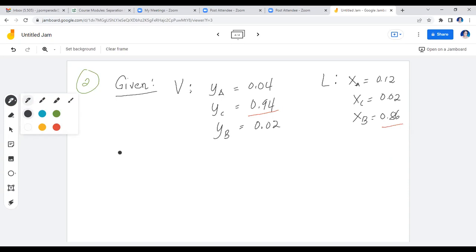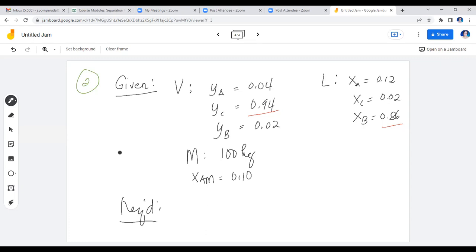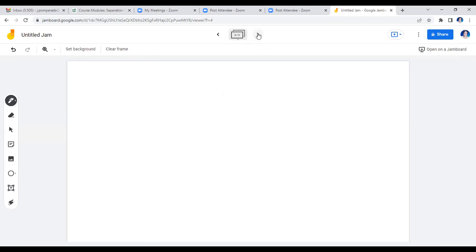You're given the original mixture, the M, the bulk phase, which is 100 kilograms. Let's say it's just 100 kilograms. And its composition in terms of A is 10%. So in this case, you are required to determine the amounts of the extract and raffinate layers. You are to determine simply the V and the L, or the amounts of V and L.